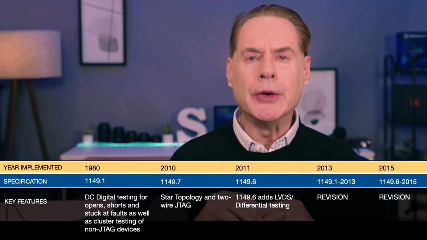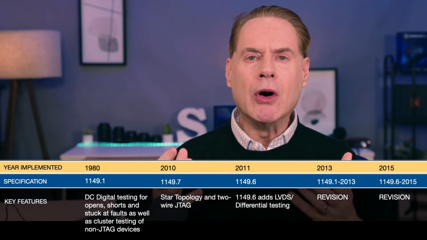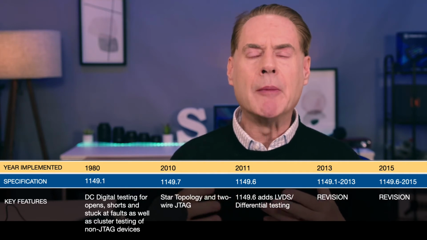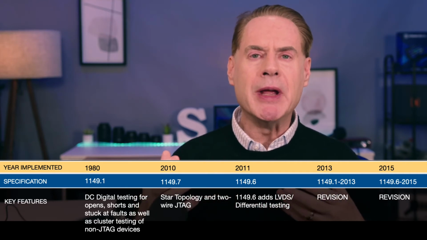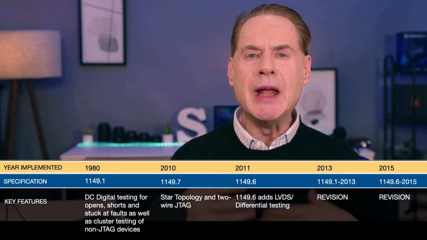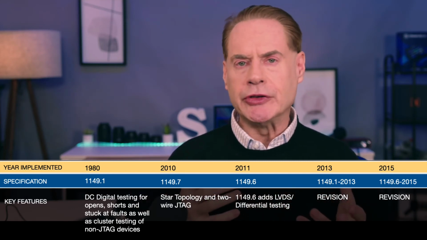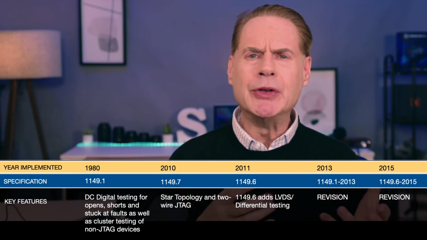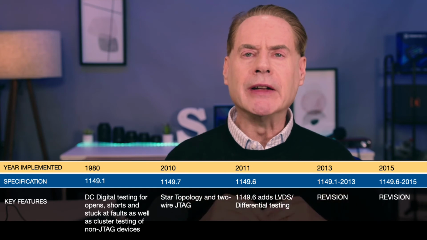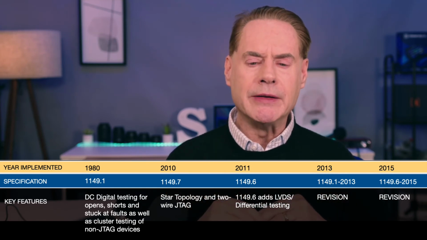Next was 1149.1, the 2013 revision, and things like PDL were put in. Also, ways to do initialization of a device, complex initialization to get power domains correct, to get registers set correctly, so that a device can boot up and be in boundary scan mode and be communicated with. The spec, just to give you a ballpark, went from around 200 plus pages to over 400 pages for this revision.